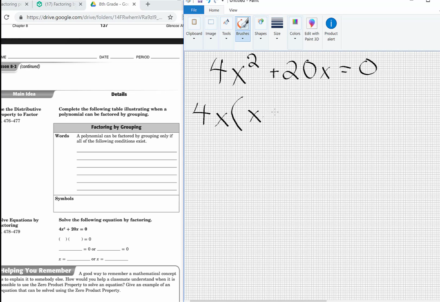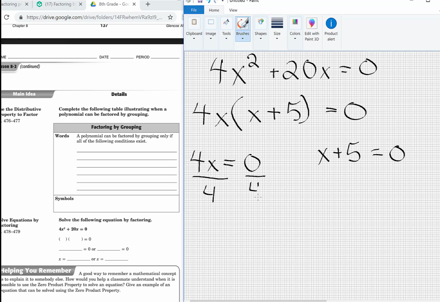So now what we're saying is, okay, we have two terms here. We've got a and we've got b. So we're saying 4x equals 0, or we have x plus 5 equal to 0. Now we just balance the equation and solve, so divide by 4, divide by 4. In this case, x equals 0. And in this case, x equals negative 5.